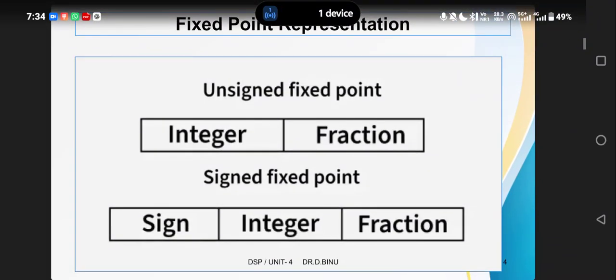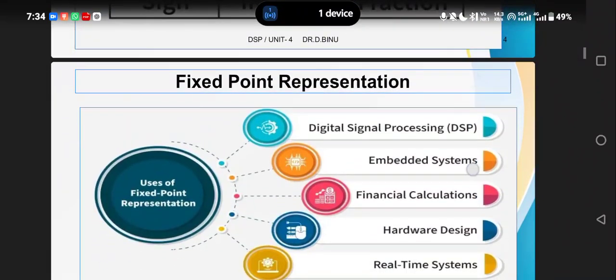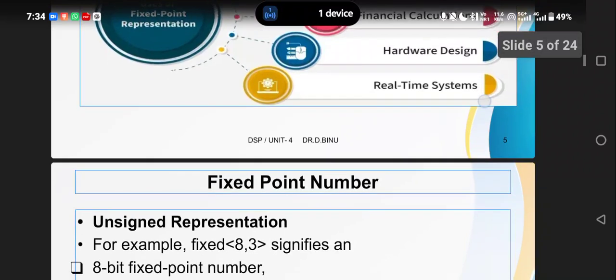It consists of unsigned fixed point and signed fixed point. The unsigned fixed point consists of integer as well as fractional part only. The signed fixed point has one bit assigned as the sign bit, the remaining bits for integer as well as fractional part. The uses of fixed point representations are: it can be applied in digital signal processing, embedded systems, financial calculations, hardware design, and real-time systems.